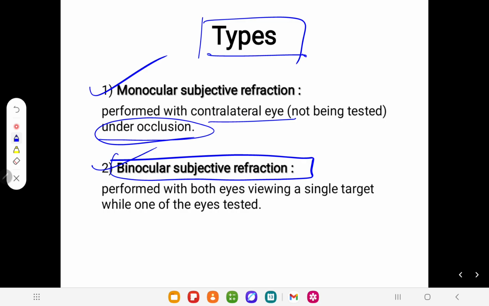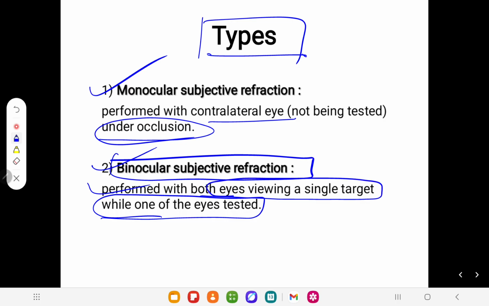Binocular subjective refraction is quite tricky. See, the testing eye is only one eye, but it is performed when both eyes see a single target. It means both eyes are open, neither eye is occluded, but only one eye is tested. That's what is quite tricky about binocular subjective refraction. We will definitely talk about binocular subjective refraction a lot when we come to it.